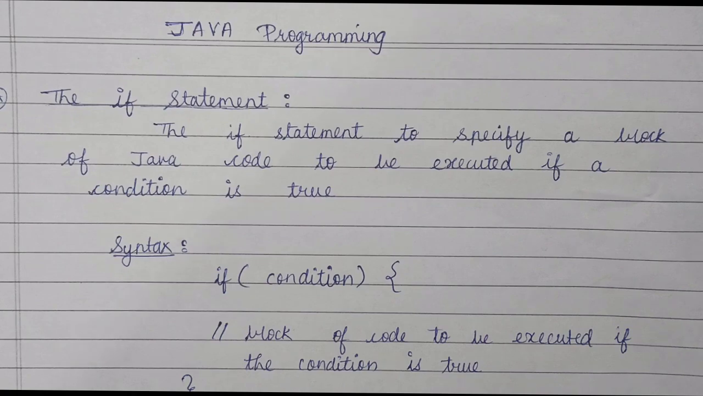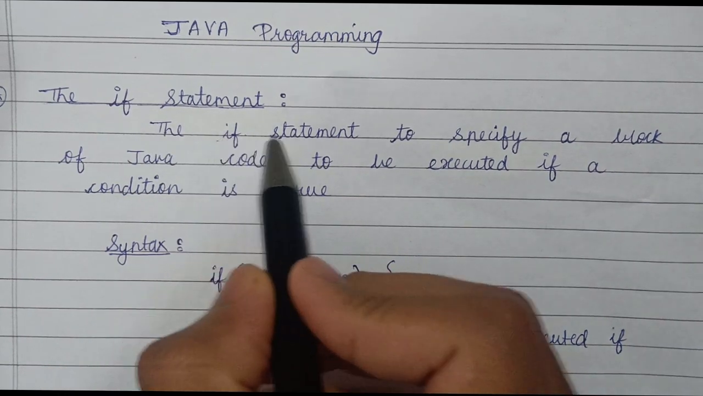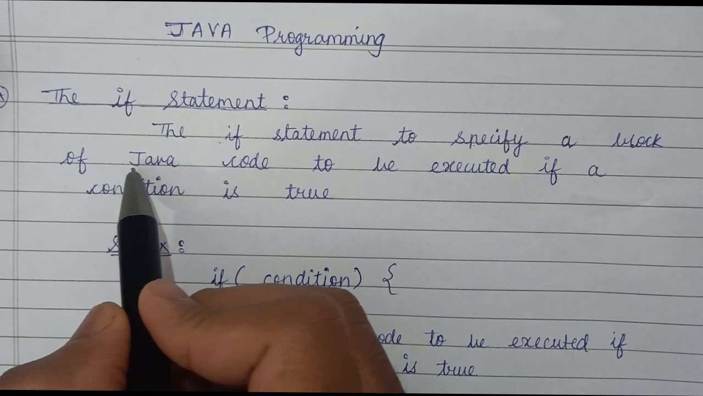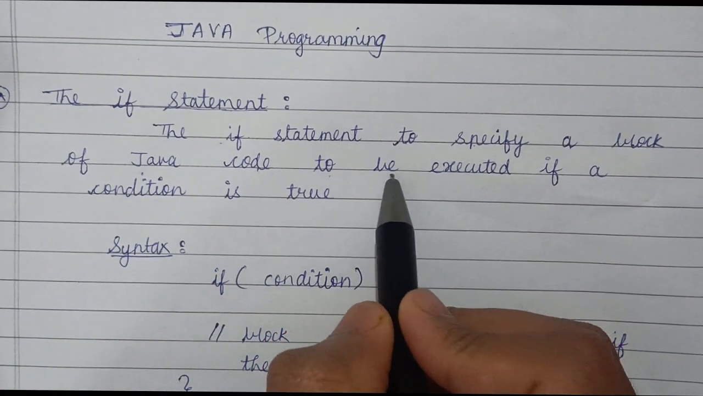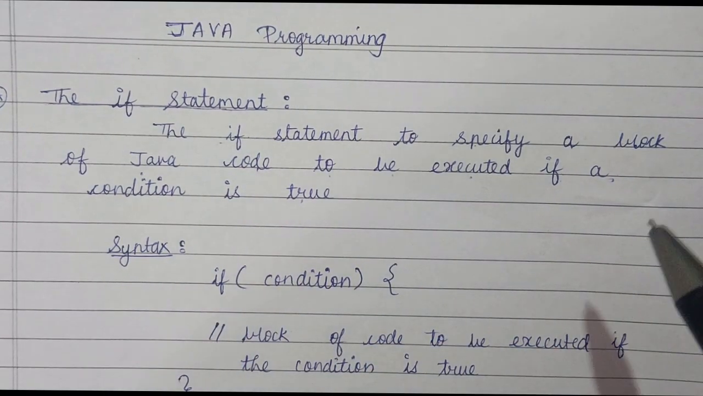In today's video, we are going to see what the if statements are. So let's start. The if statement is used to specify a block of Java code to be executed if a condition is true. Basically, what does the if statement do? If the condition is true, then the block of the if statement will execute. If the condition is not true, it will not be executed.